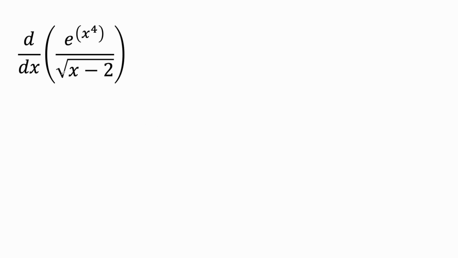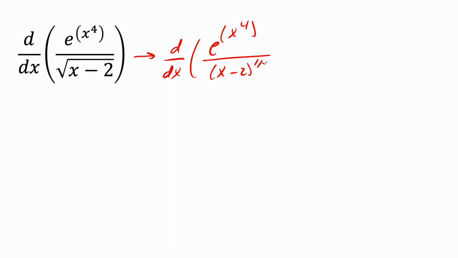Okay, in this video, we're going to solve this problem right here. And so let's begin. First, what I'm going to do is rewrite what we have. So the numerator, we're going to have e raised to x raised to 4, close parentheses. The denominator, instead of having the square root symbol, I'm going to say parentheses x minus 2, close it, raise it to 1/2. That's equivalent.